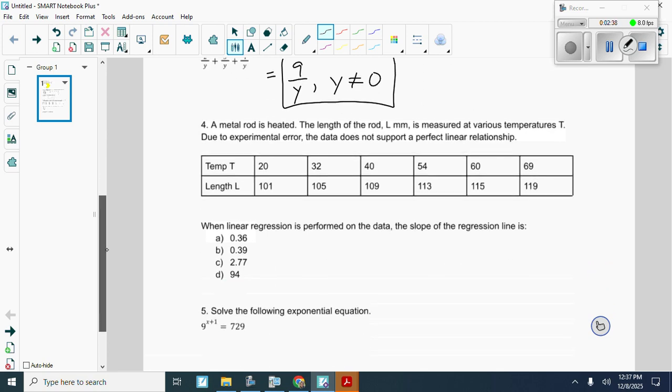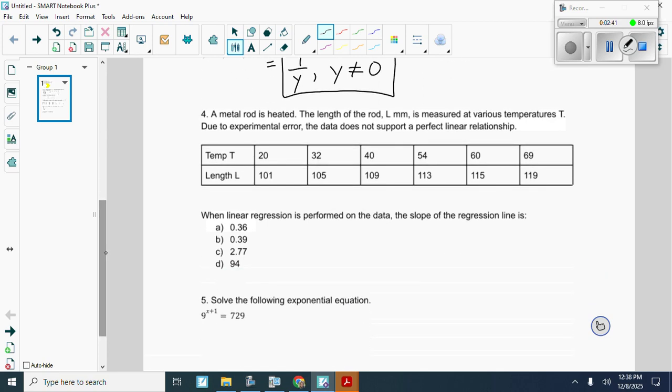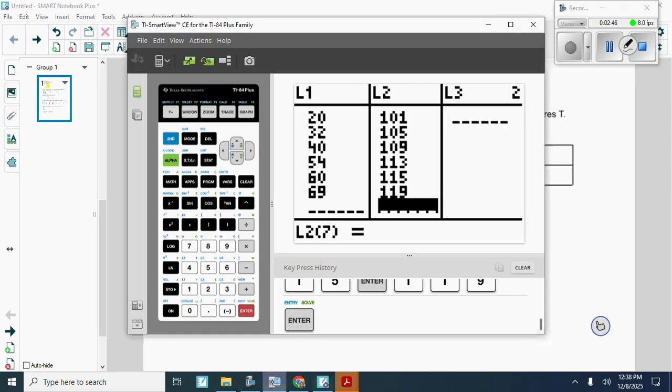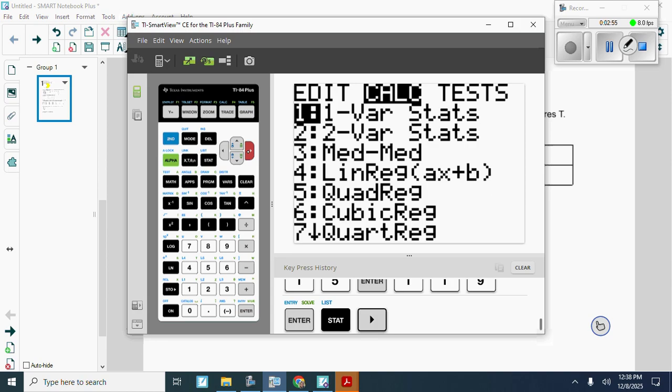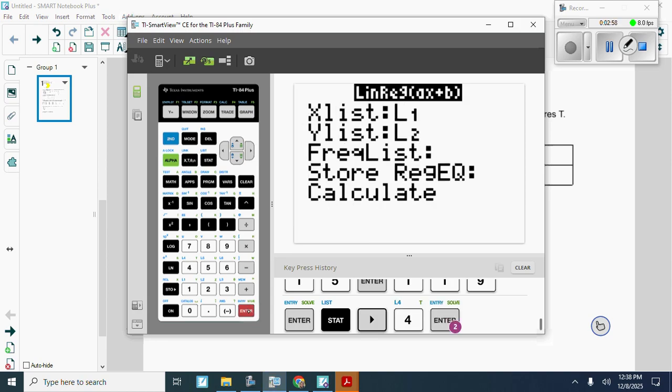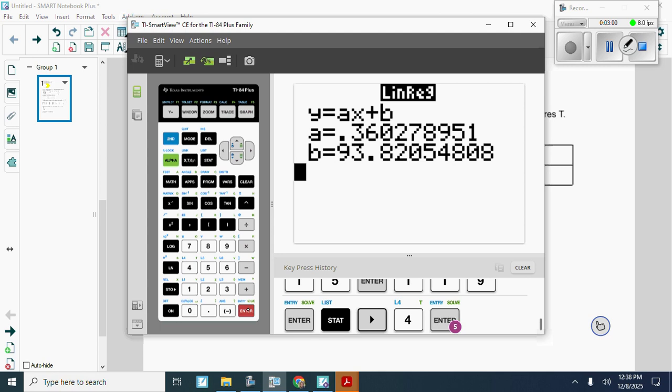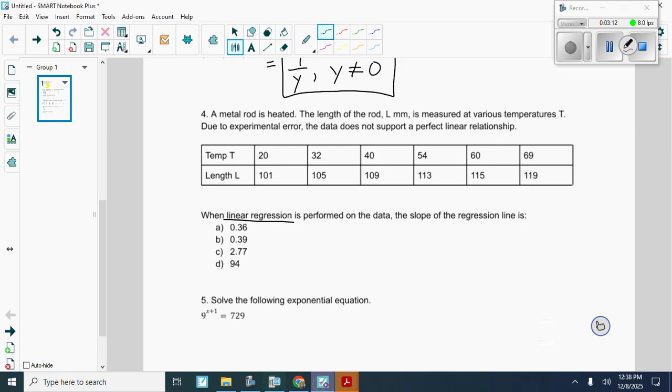The next one, a metal rod, tells us we're looking at a linear regression. So guys, yes, I expect that you can take a quick moment, put the data in. Don't forget how to do all this. We're doing calc, linear regression. Calculate, and it gives us this lovely thing, and then it wants the slope. So this one, you had to remember what slope was. The slope is the A value, so 0.36.